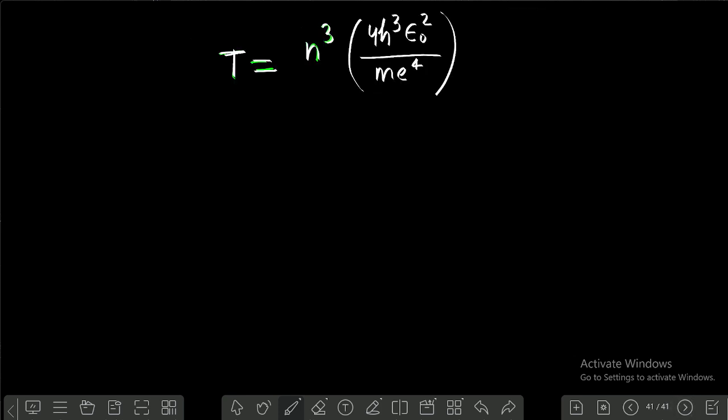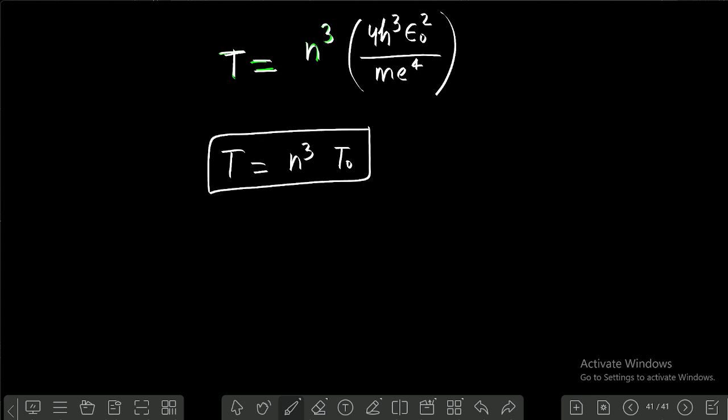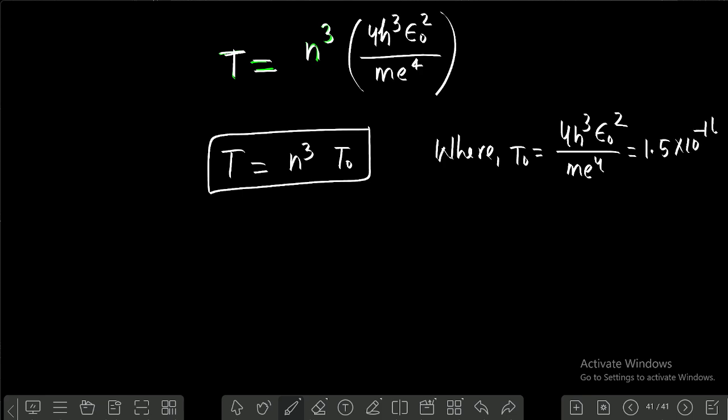Next lesson. This one. T equal to n cube, this one I'll take as T naught. Okay, and I am doing for hydrogen atom. Listen, so Z equal to 1 taken here, and here T naught is 4h cube epsilon naught square divided by me fourth. Its value directly you can remember: 1.5 into 10 to the power minus 16 second.